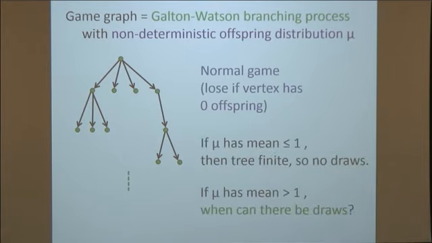So of course, if mu has mean less than or equal to 1, then the branching process dies out. So the tree is finite, and that means certainly there are no draws. Draws can only happen on an infinite graph. But if it has mean greater than 1, then the tree is infinite. So you can ask, can there be a draw?